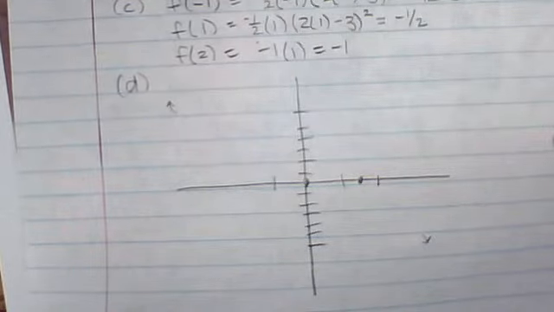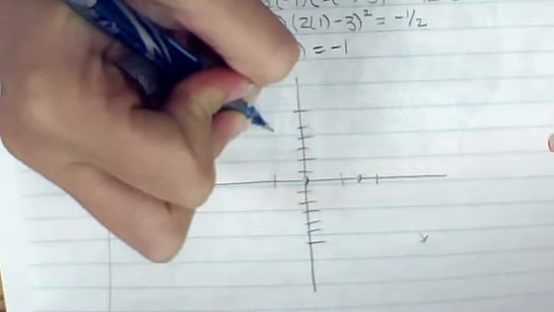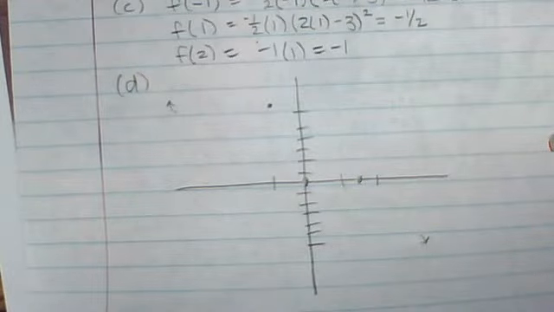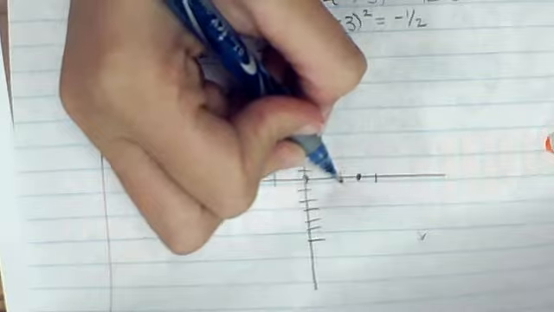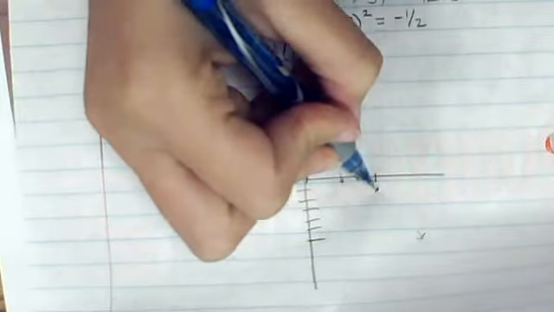I'm going to plot my other points from part C. So I have negative 1 and 12 1/2. So negative 1 and right here. And then I have 1 and negative 1/2, which would be about here. And then I have 2 and negative 1, which is here.